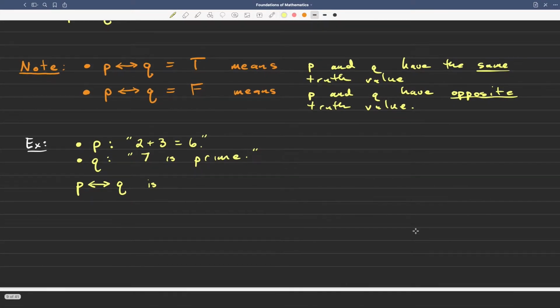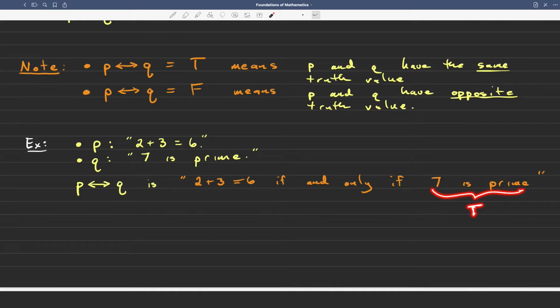So just as a quick example, if P is the statement 2 plus 3 equals 6, and Q is the statement 7 is prime, then P if and only if Q would read: 2 plus 3 equals 6 if and only if 7 is prime. Now we can actually assign a truth value to this, because 2 plus 3 equals 6, we know that is a false statement, and 7 is prime we know is a true statement. So this is true and this was false. Those two statements have opposite truth values, so that means I know the whole thing is false.